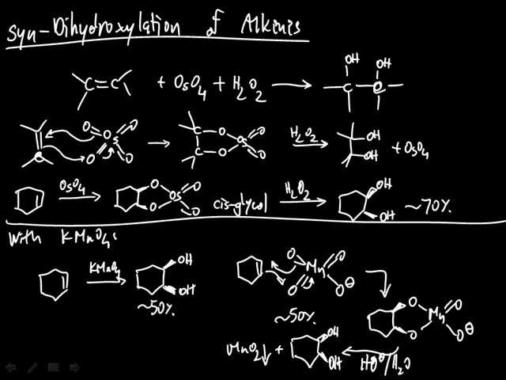So to sum this up, to get a trans diol from an alkene, we would epoxidize and then open that up either nucleophilically or under acid catalyzed conditions with water to give us a trans diol. If we want a cis diol, we have two options. We can use osmium tetroxide followed by hydrogen peroxide or potassium permanganate followed by base. Both will give us a cis diol.